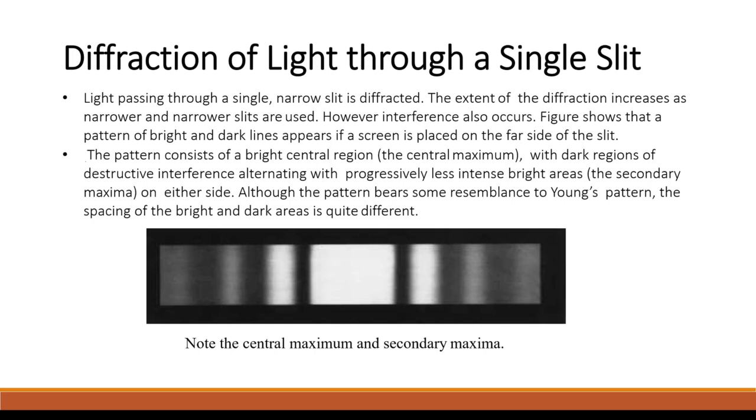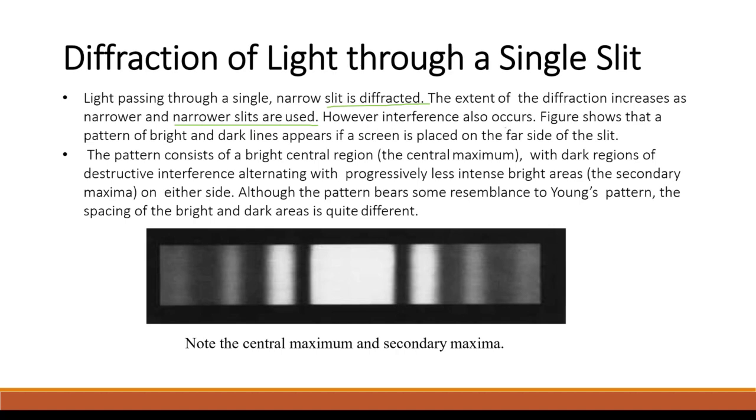So we talked about Young and his two-slit experiment. What happens with a single slit? Well, light passing through a single narrow slit is diffracted, just like with our water waves. Remember, through a small aperture or around an obstacle, it was diffracting, and the extent of the diffraction increases as narrower and narrower slits are used. Just like when we were narrowing that gap in the obstacle, we would get more diffraction with that lambda over W ratio greater than or equal to 1.